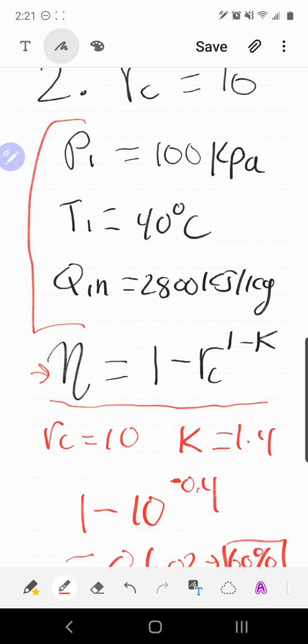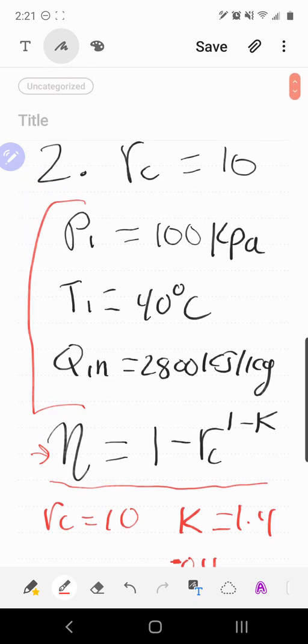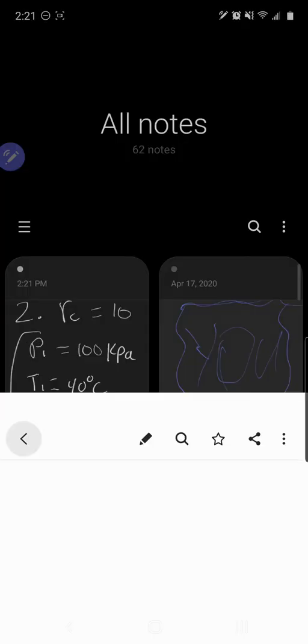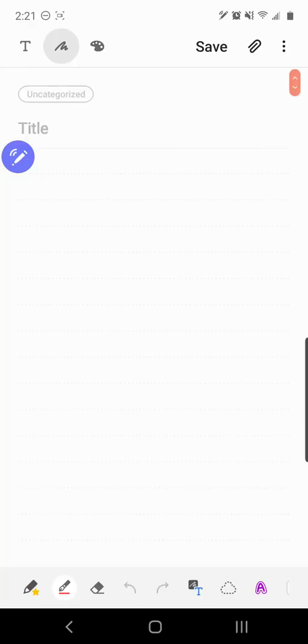Okay, the next problem we're going to be looking at is going to be a Carnot refrigerator. So if you guys remember what Carnot means, it's pretty cool. It means you get to assume a lot of efficient stuff. So we have a Carnot refrigerator that receives heat from a cold reservoir.